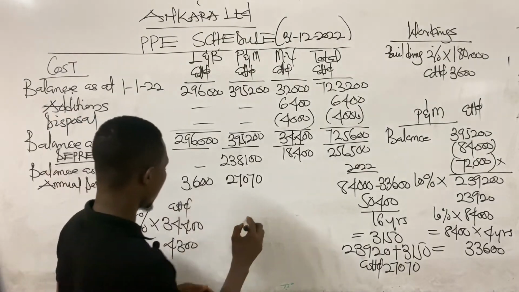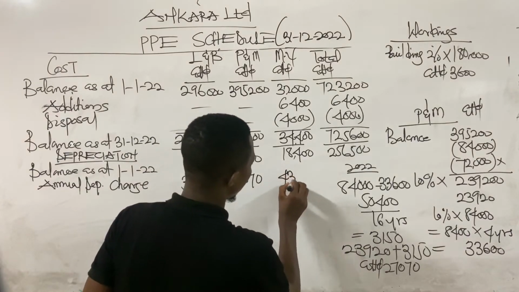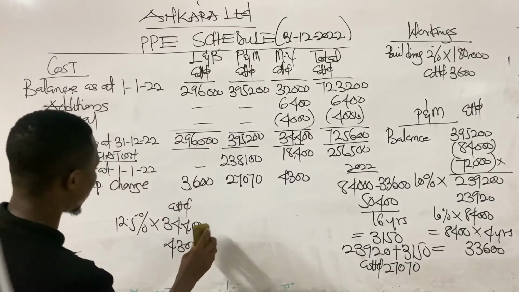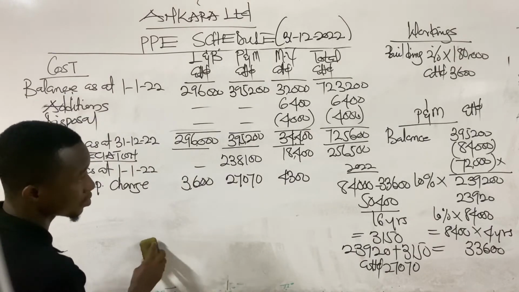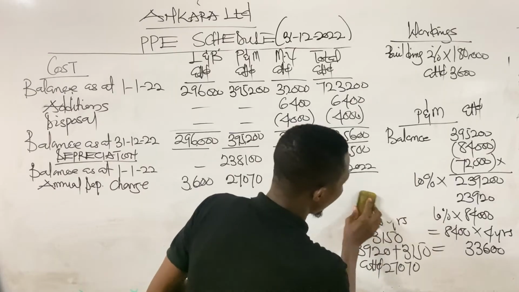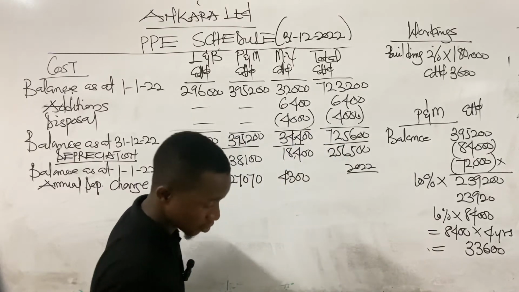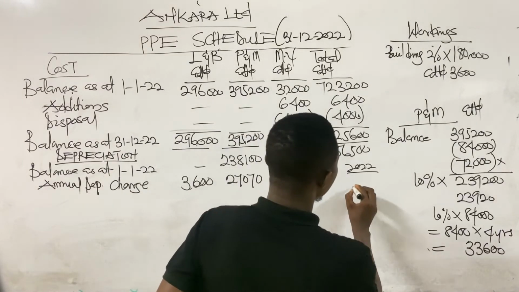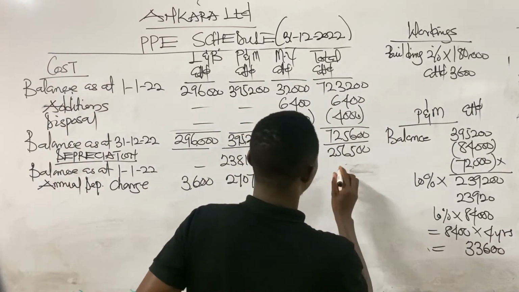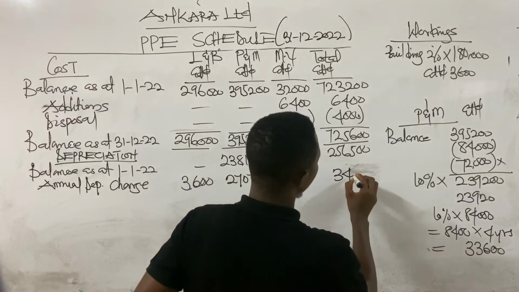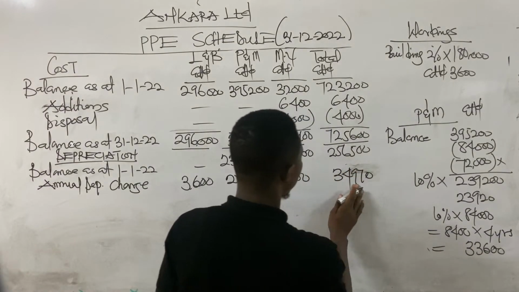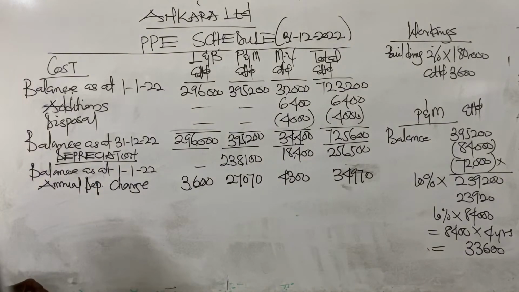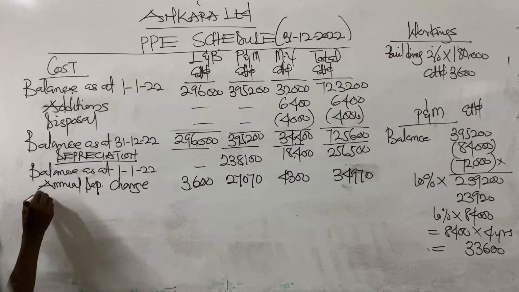So we write the 4,300. So let me clean this portion, so that we can work the remaining. So the total of these three will give us 34,970 as the total annual depreciation charge. So after looking at the annual depreciation charge, let's consider the disposal.